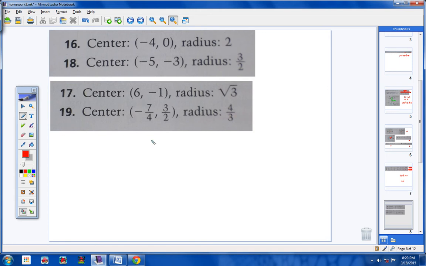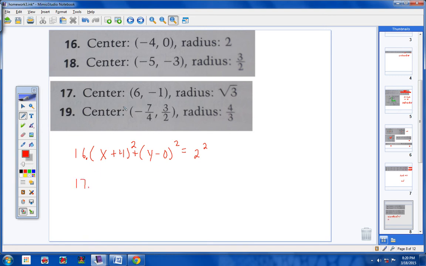Okay, for number 16, the equation would be x plus 4 quantity squared plus y minus 0 quantity squared equals the radius squared. Now of course for y minus 0 squared, you're more than welcome to just put y squared. You can also put 4 if you want to. Pretty simple.